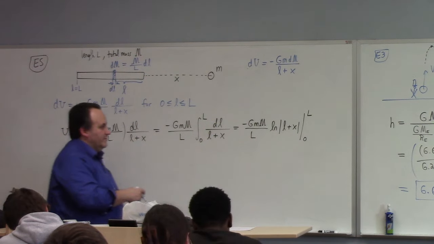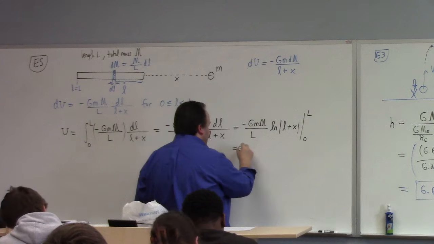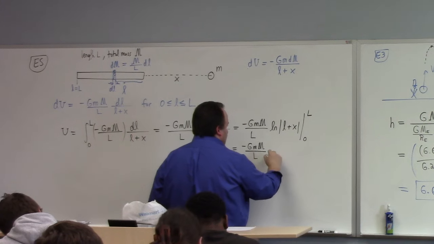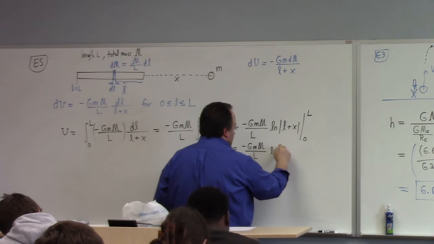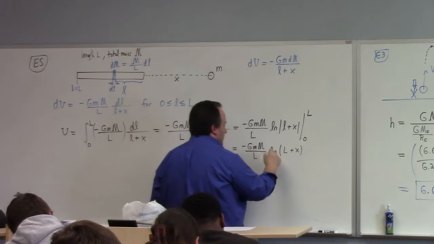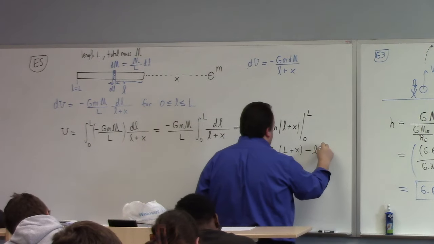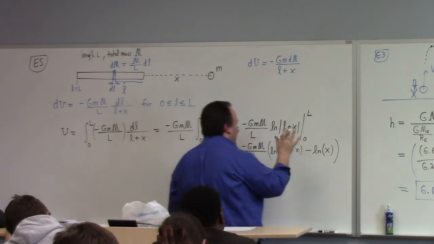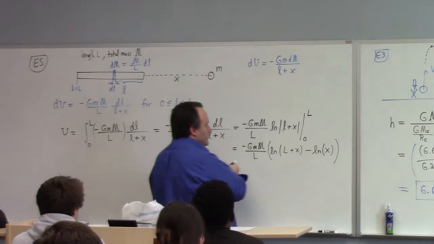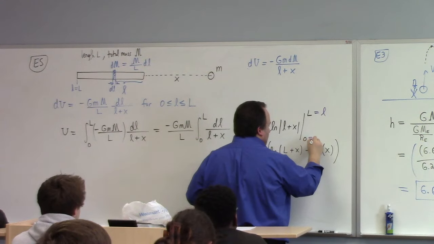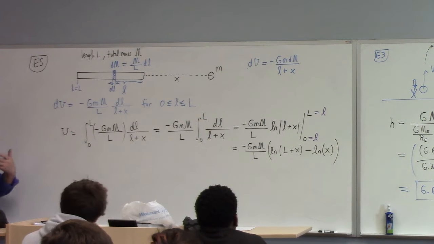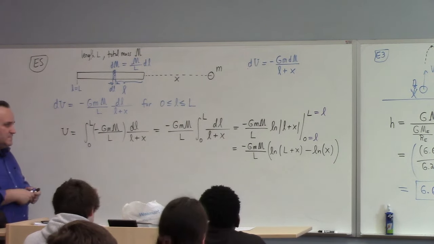Now, what we get then is minus G m M over L, natural log of L plus x minus the natural log of x. Notice that L is the variable here. So if you want me to make that more clear, I'll add some equals little L here to help you out. L is the variable, x is fixed but arbitrary. Then what? What can we do?